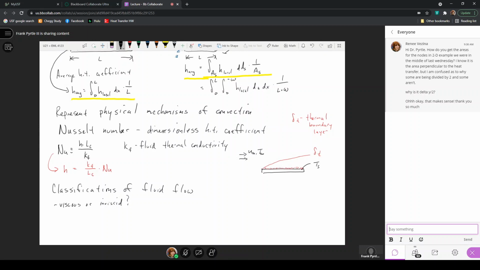Now, we also consider, is it an external or internal flow?